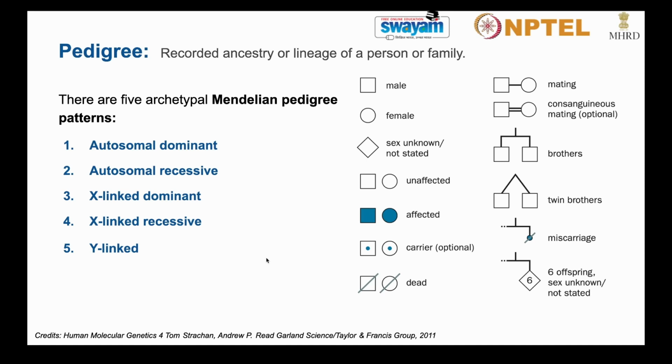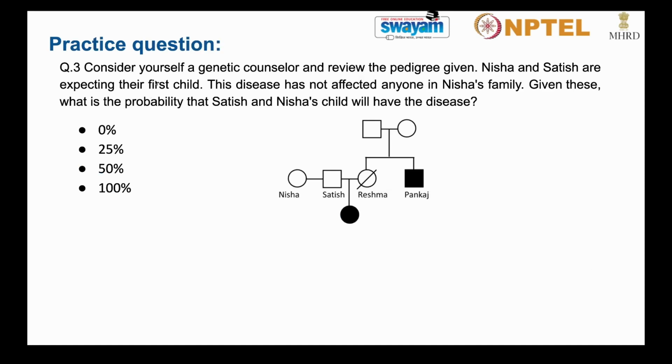So let's proceed further. Now this is the question which you have to answer this time. Let's see what it says. Consider yourself a genetic counselor and review the pedigree given. Nisha and Satish are expecting their first child. This disease has not affected anyone in Nisha's family. Given these, what is the probability that Satish and Nisha's child will have the disease?